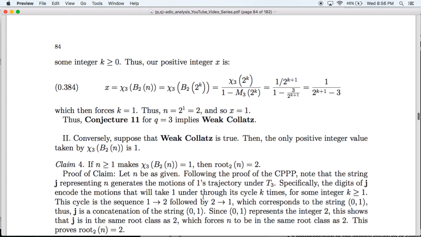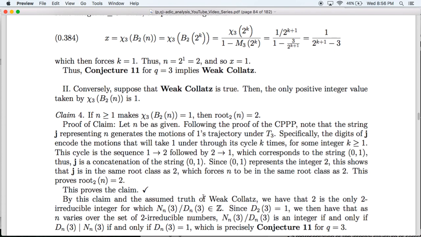Conversely, suppose that weak Collatz is true. Then the only positive integer value taken by chi3 of b2 of n is 1. So here's our claim: if n is greater than or equal to 1 and makes chi3 of b2 of n equal to 1, then n has a 2-adic root of 2. Let n be as given.